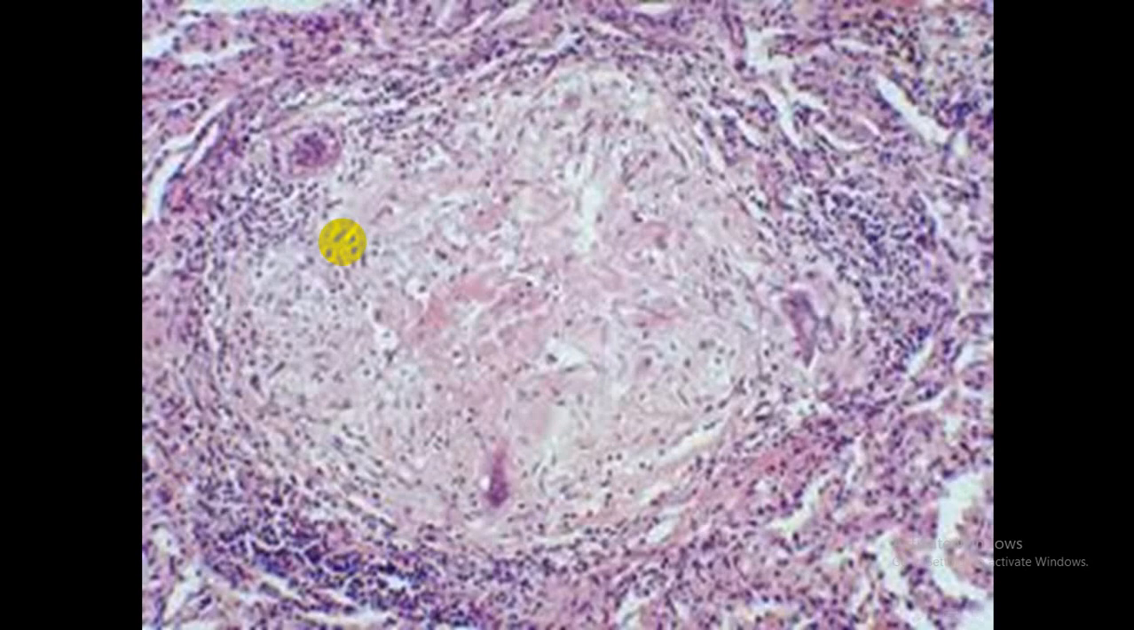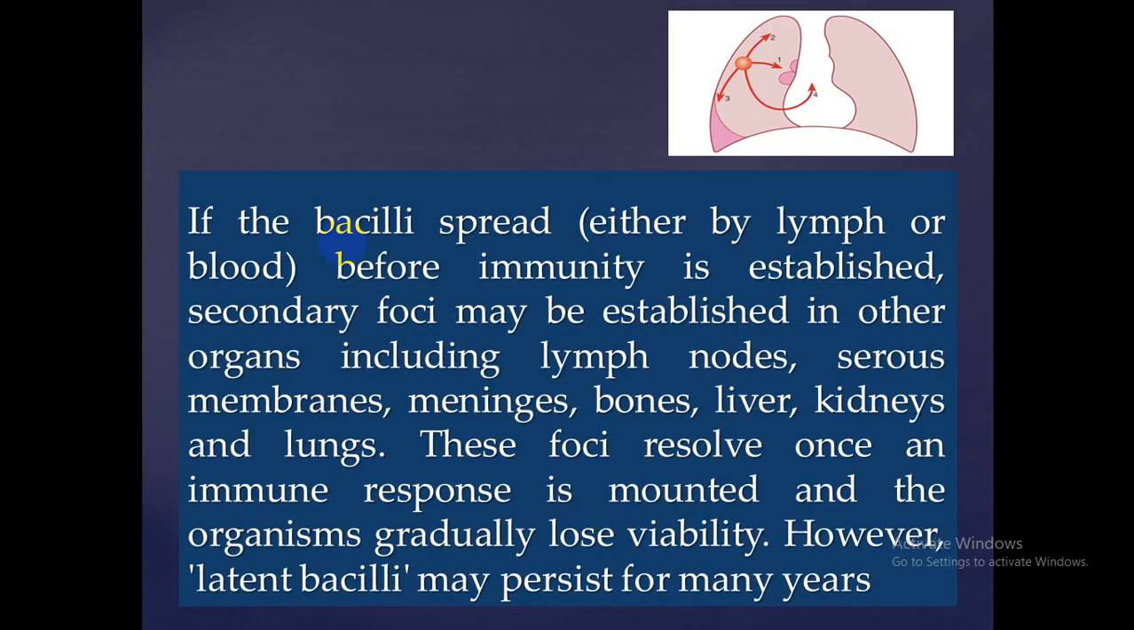You see the caseating granuloma, and if the bacilli, after getting transferred to the tissue or to the lung, spread to the lymph node, lymph, or blood vessel to cause disseminated bacilli before the immunity is established in the body, the secondary foci are present in other organs, which is called extrapulmonary TB, present in about 30% of cases. It can involve the lymph node, the serous membranes like pleura, peritoneum, pericardium, meninges, and bone, liver, kidney, and lung. You see, any organ can be infected by the TB.